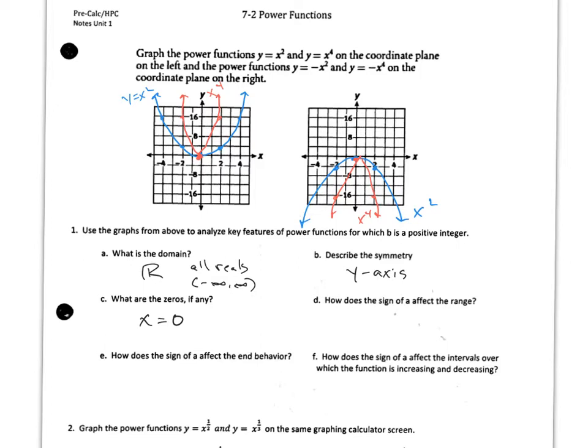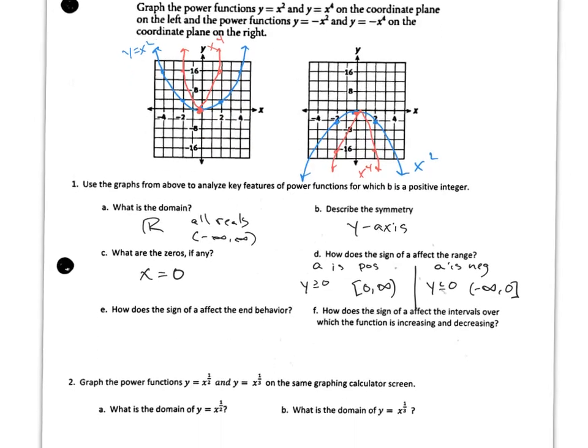Now, this is where it starts to change. The range. If A is positive, we get a different range than if A is negative. So I'm going to make two little columns, and I'm going to do that for the rest of these as well. So if A is positive, then the range is y is greater than or equal to 0. You can write 0 to infinity if you'd rather. And if A is negative, this is y is less than or equal to 0, or you could write negative infinity to 0 that way.